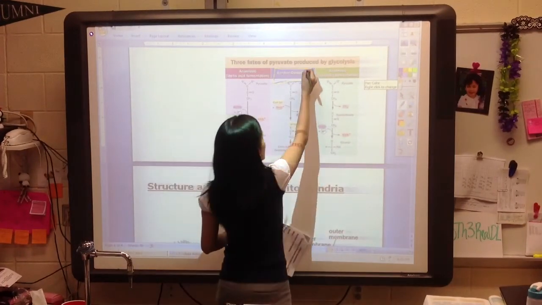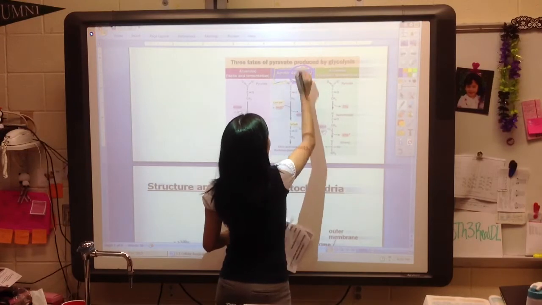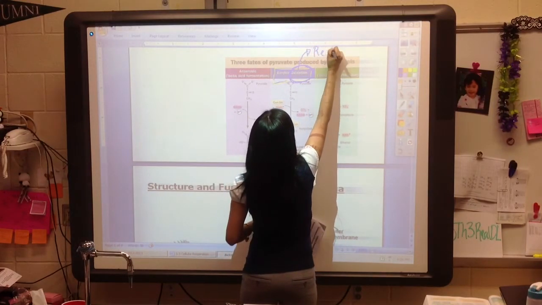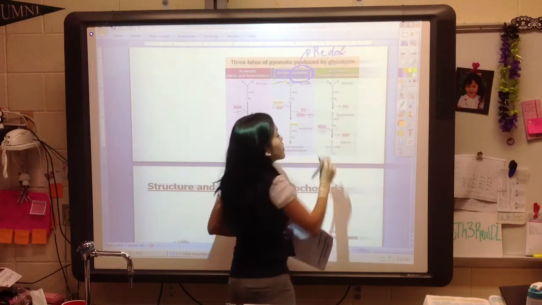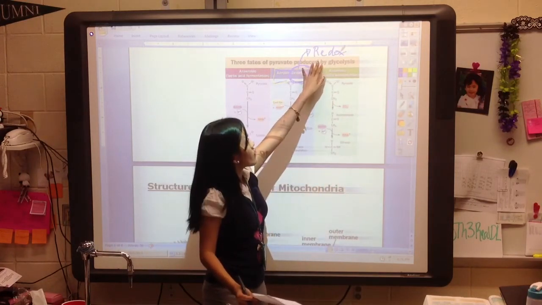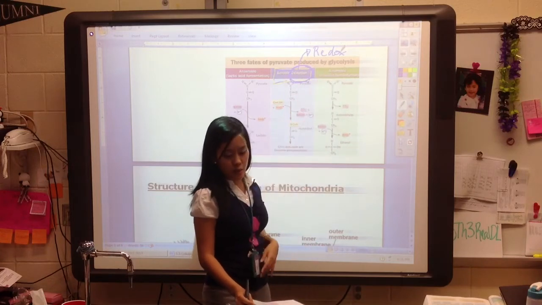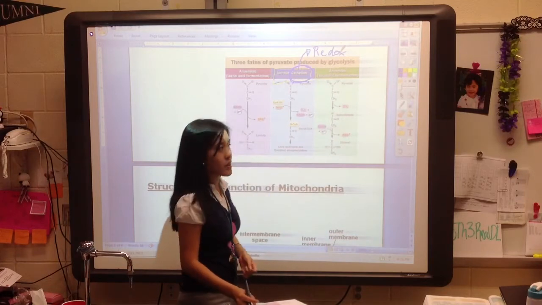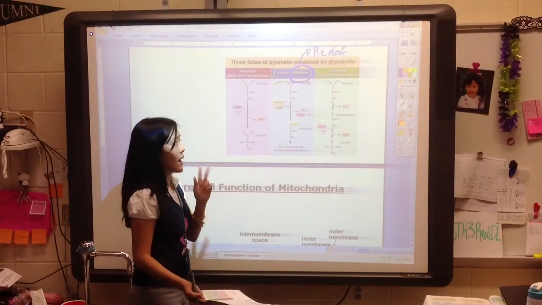One thing you want to focus in on is the word oxidation. This should remind you of those redox reactions. Remember that reduction means that we are gaining electrons, and oxidation means that we're losing electrons. And those always go hand in hand.